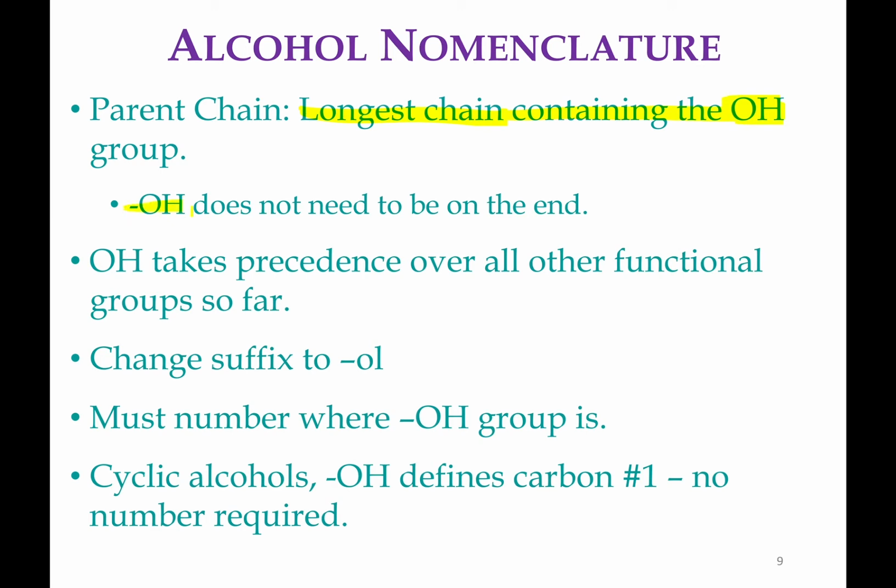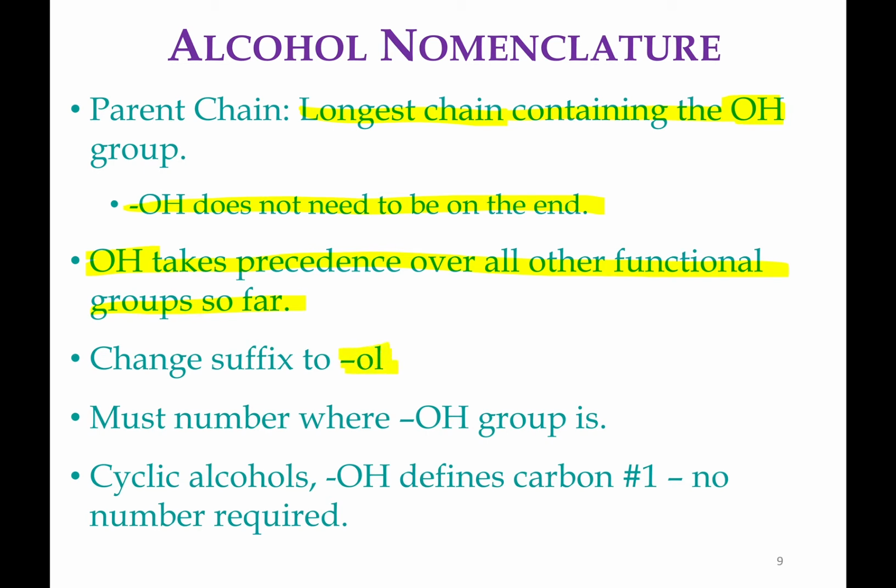The OH does not have to be on the end. That's important. It can be in the middle of the chain. We still follow the chain through. Now the OH is going to take precedence over all the other functional groups we've learned so far, and we're going to drop the E from the alkane name and change the ending to -ol.